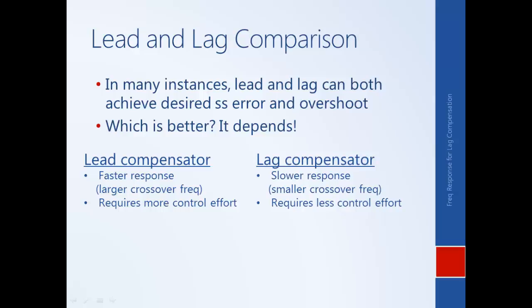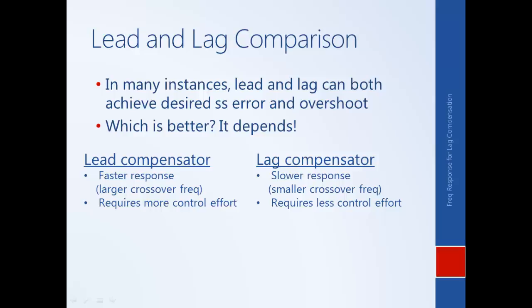The lag compensator gets its increase in phase margin by pushing the crossover frequency to a lower frequency where the plant itself has more phase margin. And so the smaller crossover frequency tends to give a slower response, and it tends to require less control effort. And so which compensator to choose really depends on what your needs are. In practice, more control effort requires a larger actuator, it requires more energy, electricity, fuel, etc.